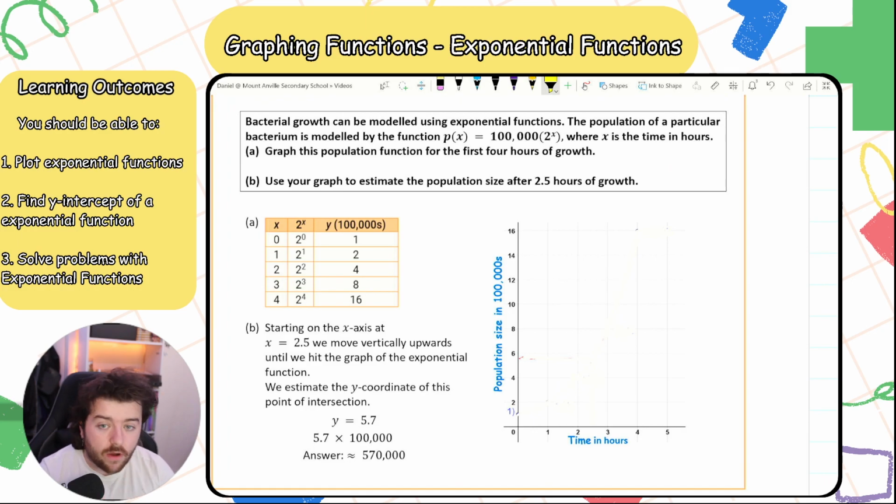So, bacterial growth can be modeled using exponential functions. The population of a particular bacterium is modeled by the function P(x) equals 100,000 times 2 to the power of x, where x is the time in hours. Graph the population function for the first 4 hours of growth. So, for the first 4 hours, it'll be 0, 1, 2, 3, 4.